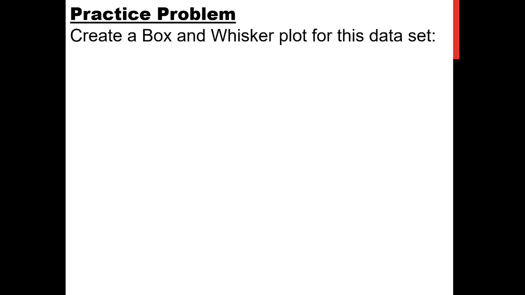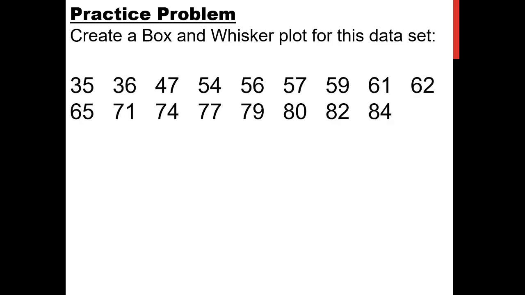So here's a practice problem for you. Create a box and whisker plot for this data. So we've got 35, 36, 47, 54, 56, 57, 59, 61, 62, 65, 71, 74, 77, 79, 80, 82, 84. To create a box and whisker plot, it's going to take you a little while. So press pause on the video, and when you're ready to see the answer, press play.